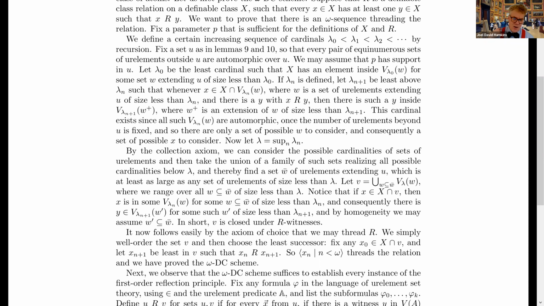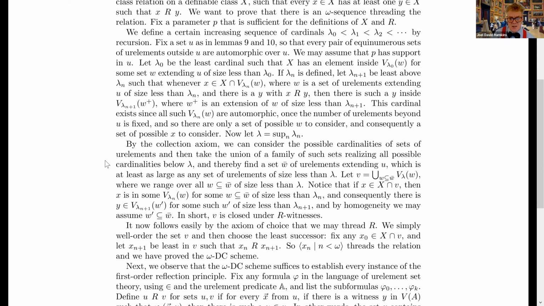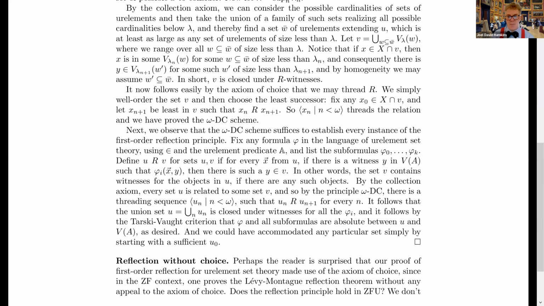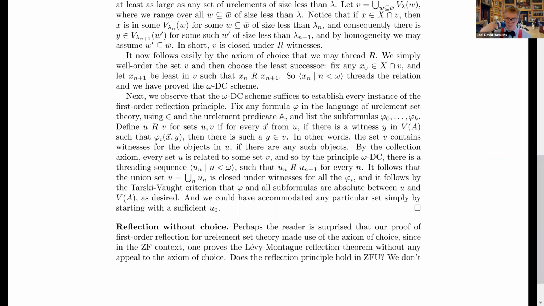Okay, so now once we have omega DC, we can prove the reflection theorem in the usual way, because you're just closing under Skolem witnesses, which is the R relation. So what you really want to do is find a transitive set which is closed under the Skolem witnesses for the x's that are in that transitive set. And then that is enough to make phi absolute between V of A and that transitive set V.